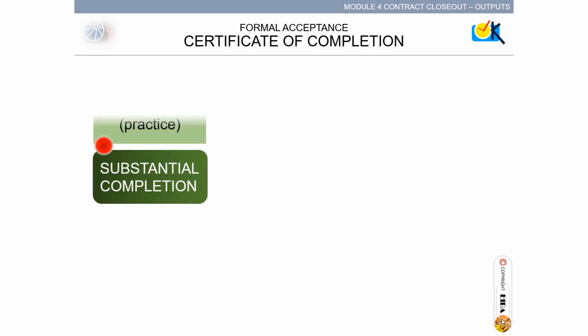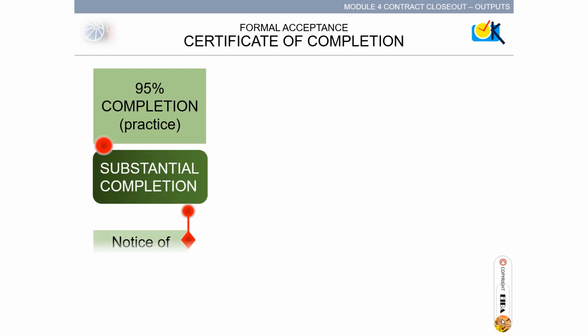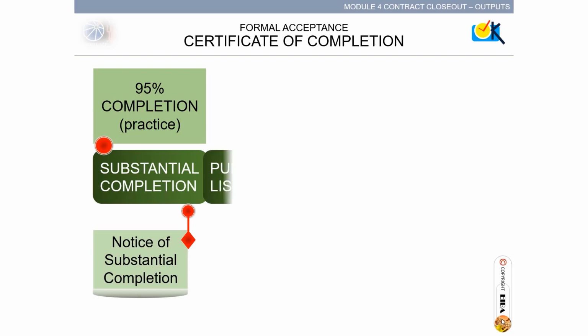The Certificate of Completion is a very important document to be signed with the owner. The constructor notifies the owner of the project completion and goes through the agreed processes. Substantial completion. This is about 95% completion. And by practice, the project is substantially completed at that percentage. Constructor writes the owner formal notice of substantial completion. Punch list generation starts on recognition of the notice of substantial completion by the owner.